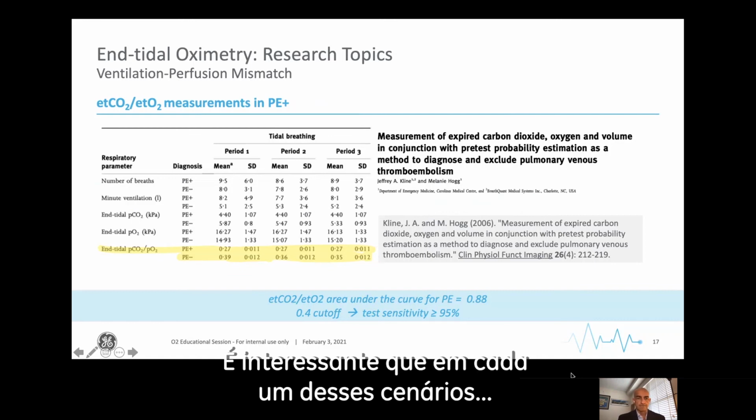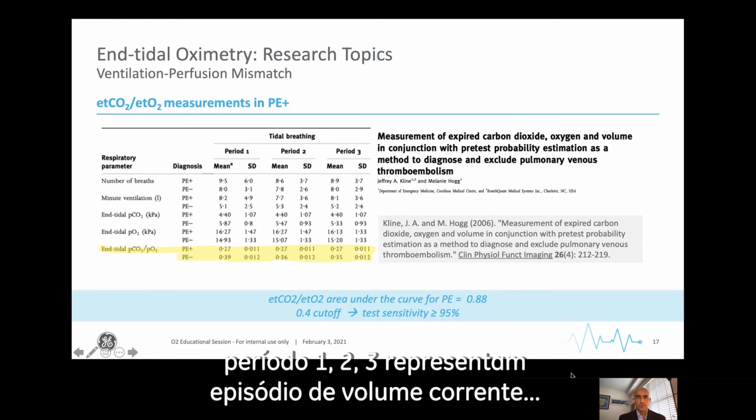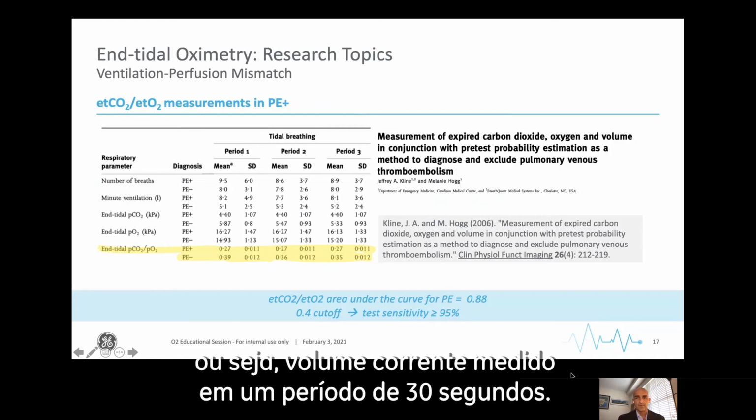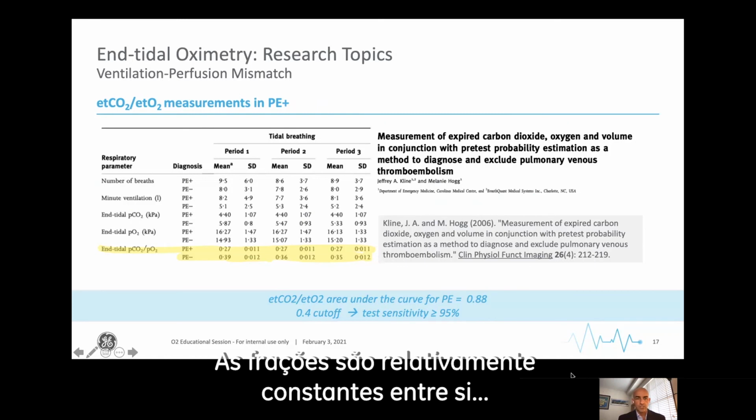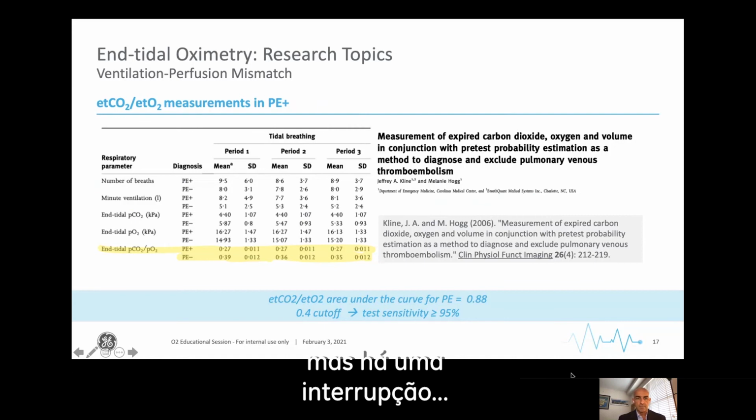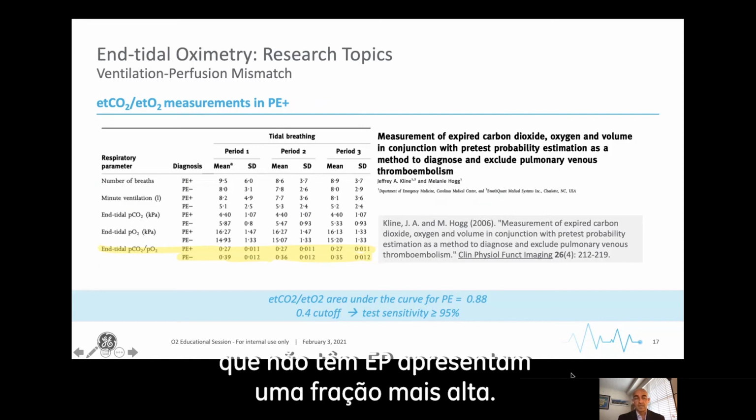In each of these scenarios, period 1, period 2, and period 3 represent episodes of tidal breathing, measured over a 30-second period. The ratios are relatively consistent across them, but there is a break. In patients with a pulmonary embolism, that ratio of PCO2 to PO2 is lower, while those patients that do not have a PE have a ratio that is higher.